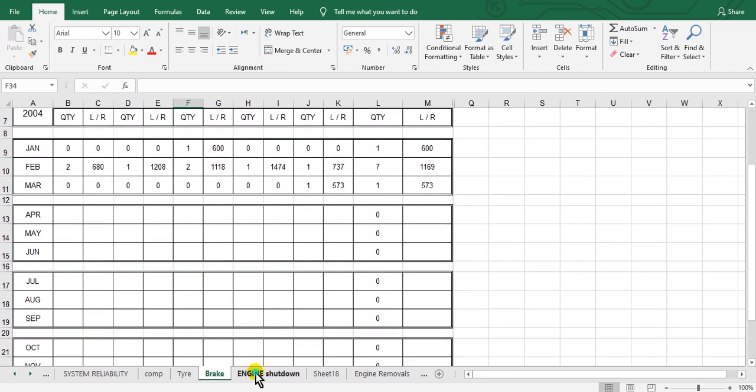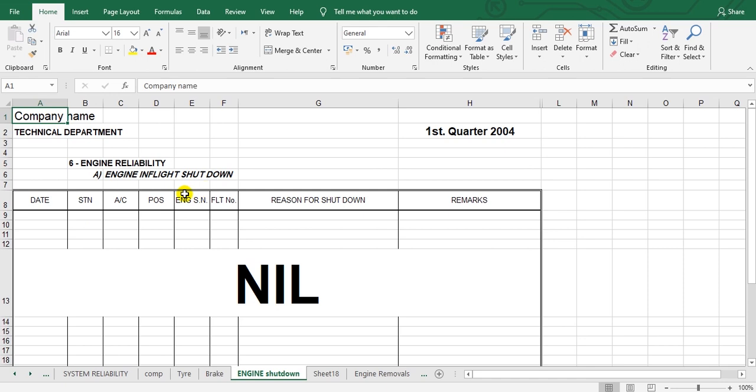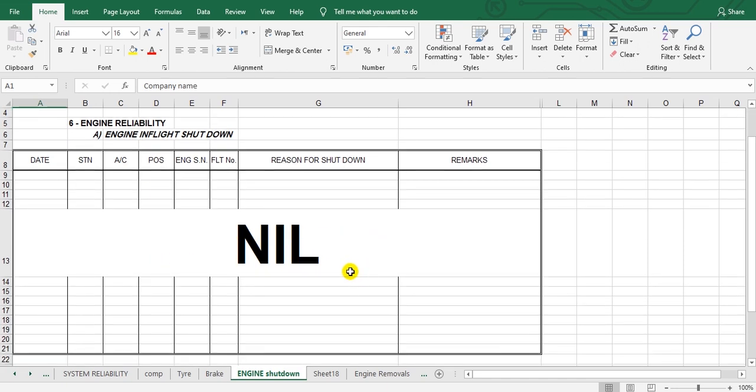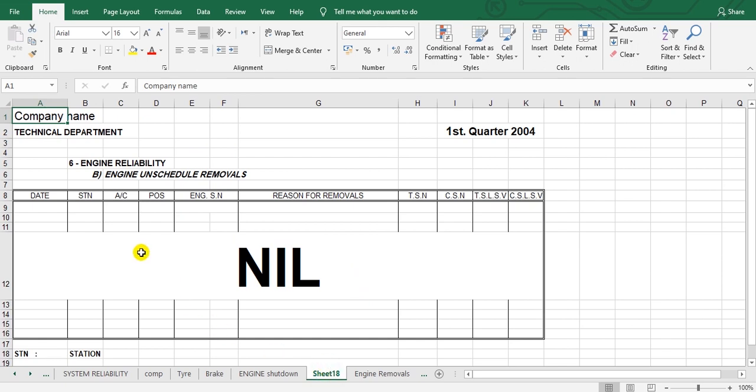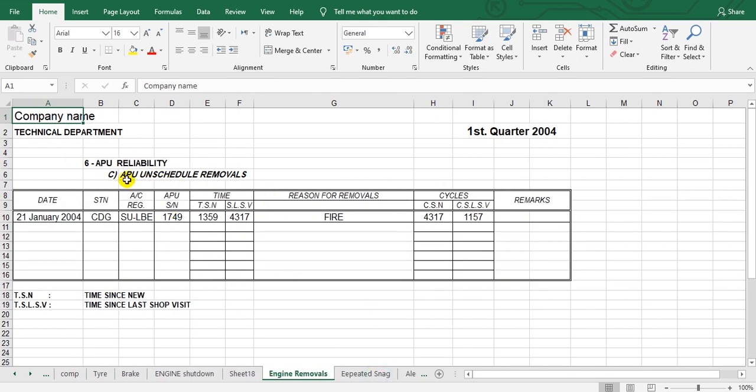Go to the engine reliability. This is the engine in-flight shutdown. Is there an in-flight shutdown in this period, the first quarter? No. So I will put here nil. Okay. Other page. Engine reliability also. Engine unscheduled removal. Is there any unscheduled removal? No. Okay, nil.